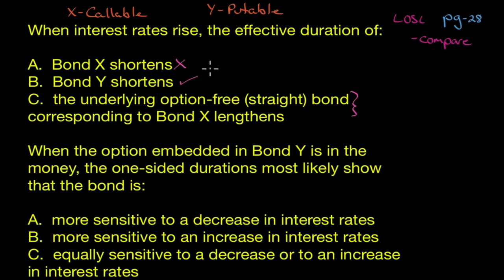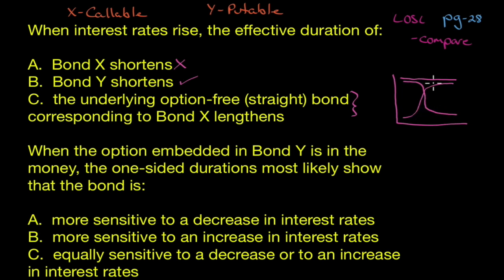Let's look at bond C. The underlying option-free bond corresponding to bond X lengthens. So let's take X and not make it callable. Let's make it just a straight bond, and let's raise interest rates. Is it necessarily true that the option-free bond corresponding to bond X lengthens? Well, for an option-free bond, we've seen this before when we looked at effective duration. We had a chart before where we compared the callable and the puttable, and we noticed that for a straight bond, effective duration kind of looks like this. You had one bond that looks like this, another.